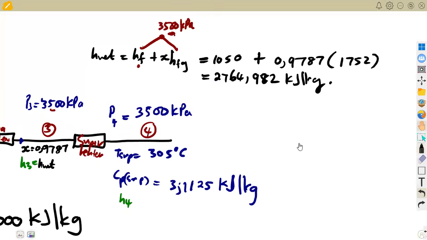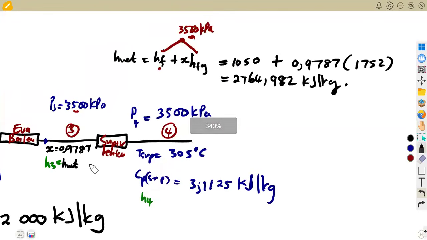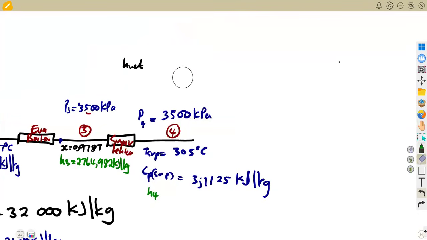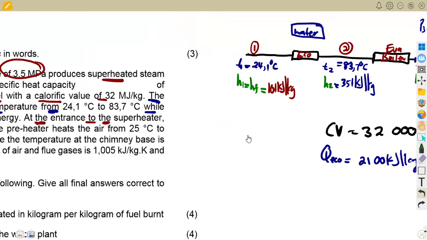Like I said, do not throw away this information. It is supposed to be shown some way. You have to calculate these values, which is fine, but we are supposed to have this. Remember, we said H3 is equal to H wet. And we found our H wet as what? 2764.982 kilojoules per kilogram. This is just the output of what? Of the boiler. That's how we fill in our information. All right, so guys, we have this. Like I said, we're not even supposed to calculate it now because we'll need it later in our calculations.